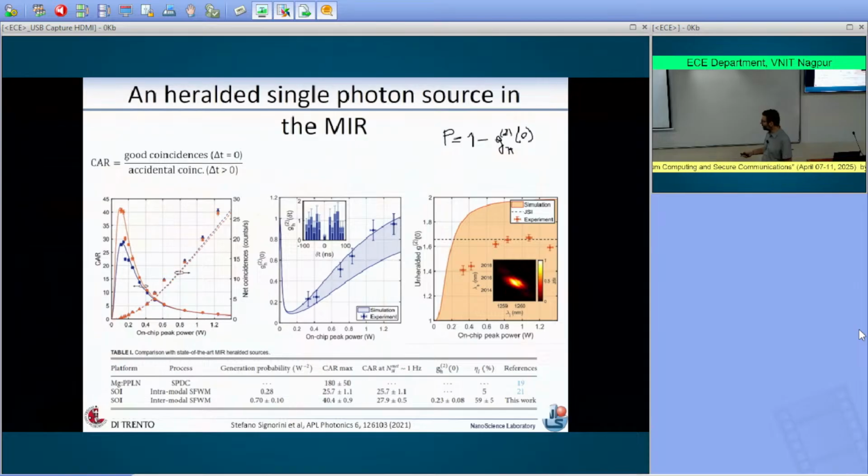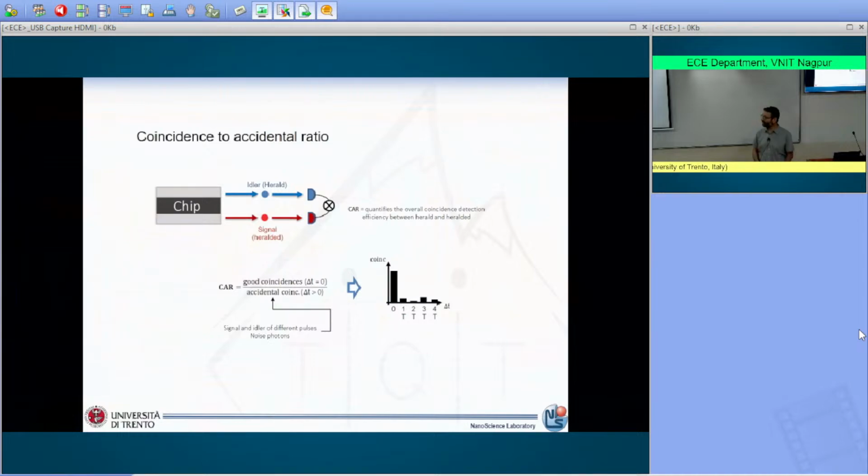And then we get a source with low noise. This number here is the coincidence to accidental ratio, and this is quite an important number to characterize single photon sources. Coincidence means that the signal and the heralded photons give you a coincidence signal, so they arrive at the same time on the two detectors.